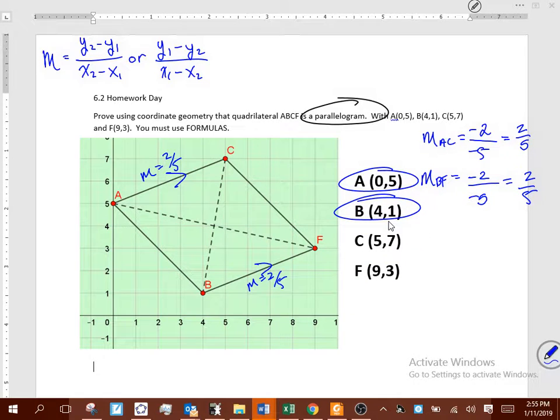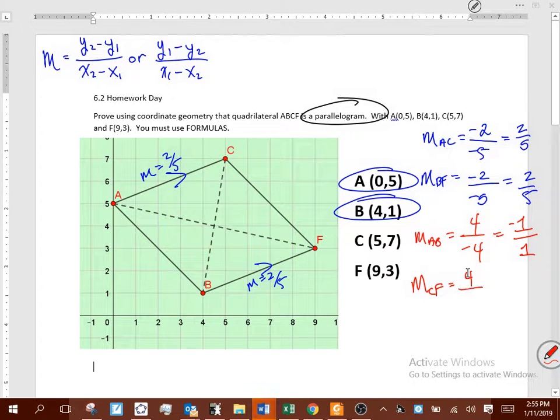Slope of AB. All right, subtract those y's. What do you get? +4. Subtract the x's. -4. So that reduces to -1. I'm going to write it that way just for later purposes. And then slope CF. So subtract these y's and subtract these x's. And again, negative 1 over 1, right? So does that tell me that these two are parallel?